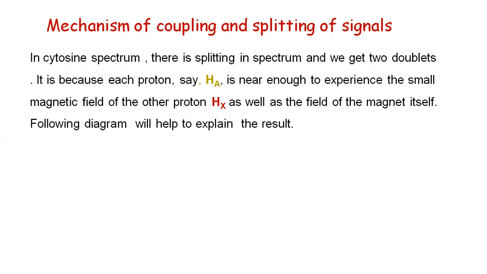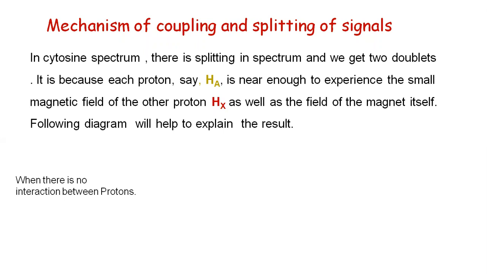So again we can say that HA is split as a doublet and HX is also split as a doublet. The question can be: why is there a doublet and why is there splitting? Why does splitting give only a doublet? The question is like this. Okay, so for that we will go for a discussion.